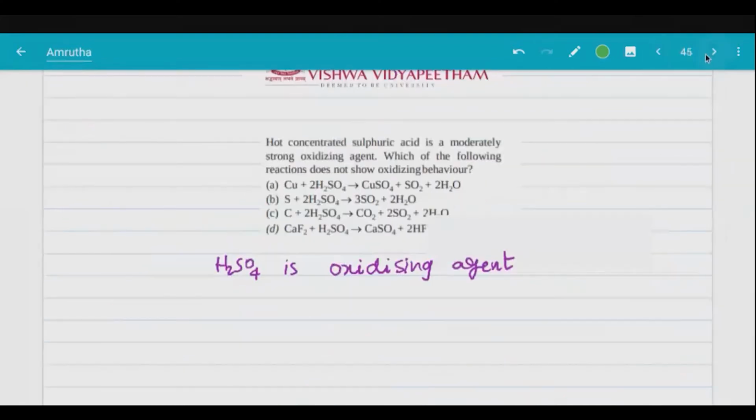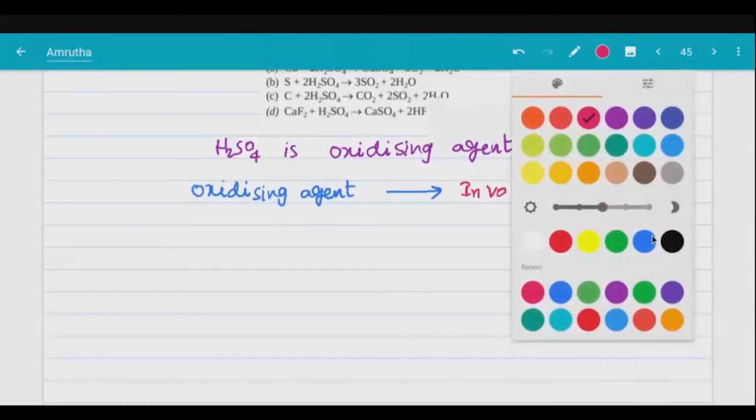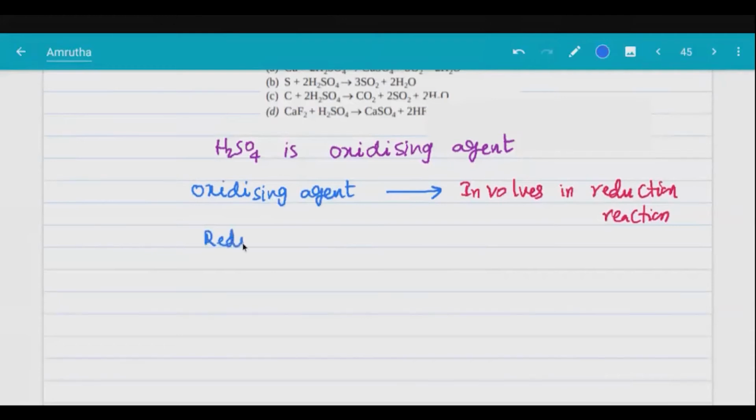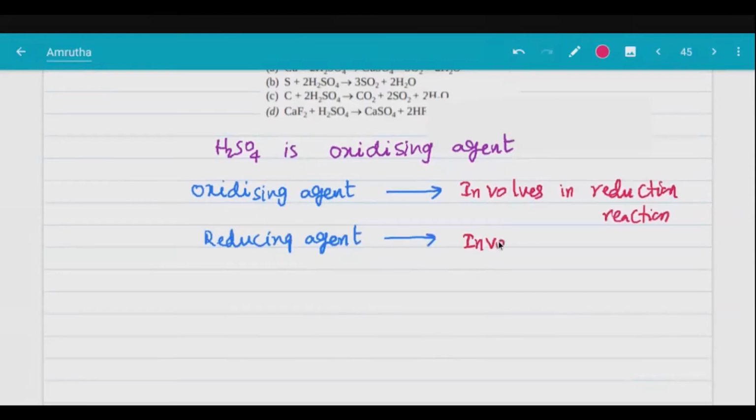So let me write clearly. If it is an oxidizing agent, it is involved in the opposite reaction. What is the opposite reaction? Reduction, right? So it involves a reduction reaction. Okay. Now, reducing agent means what? What is a reducing agent? This involves an oxidation reaction.